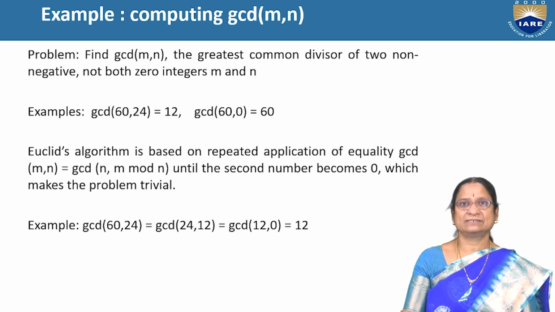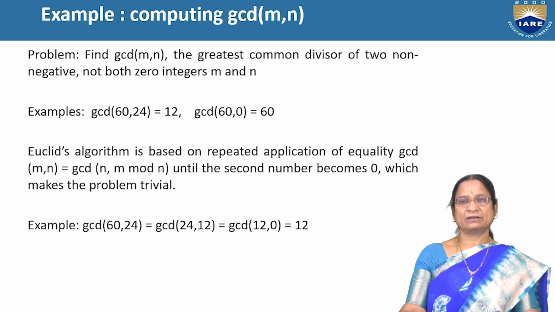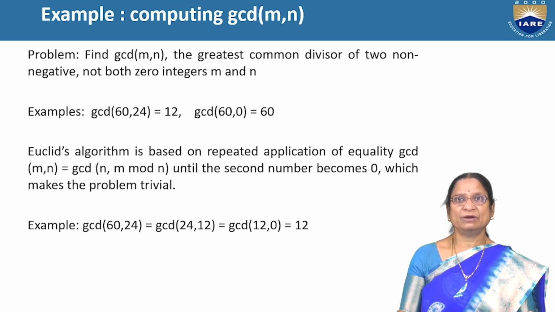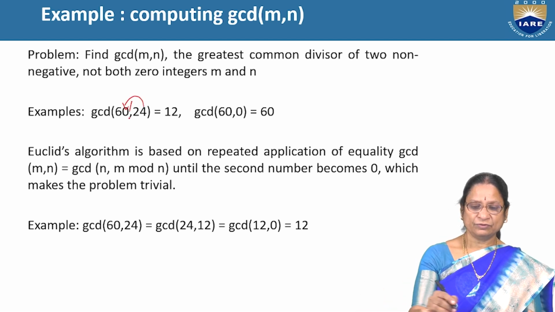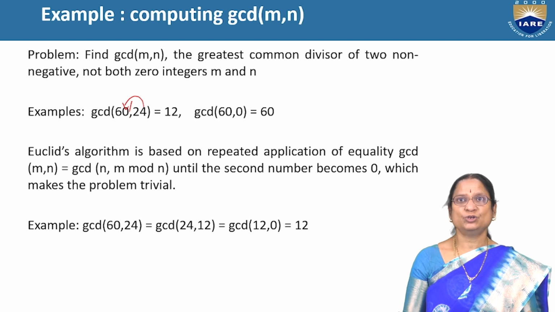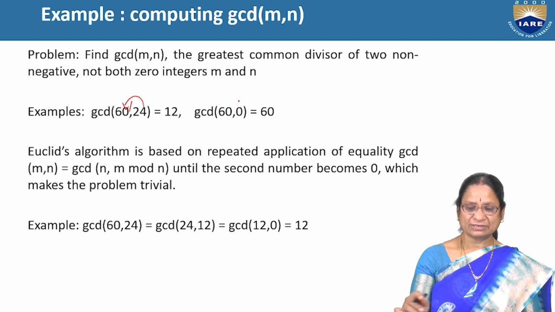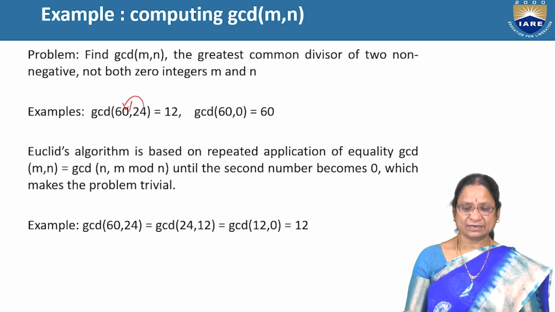Let us consider a simple example, GCD, where we would like to find the GCD of two positive integers. One example is GCD of 60 and 24. We divide 60 by 24 and get a remainder of 12, and now 12 will be considered for the GCD. Similarly, GCD of 60 and 0 is 60, and so on.